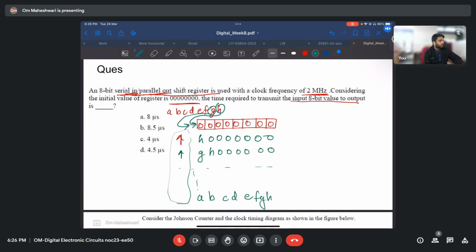So here, obviously, this will be 8 cycles, right? N is 8, bits are 8. So we need 8 cycles. And the frequency is 2 megahertz clock frequency. So we need 8 clocks, right?